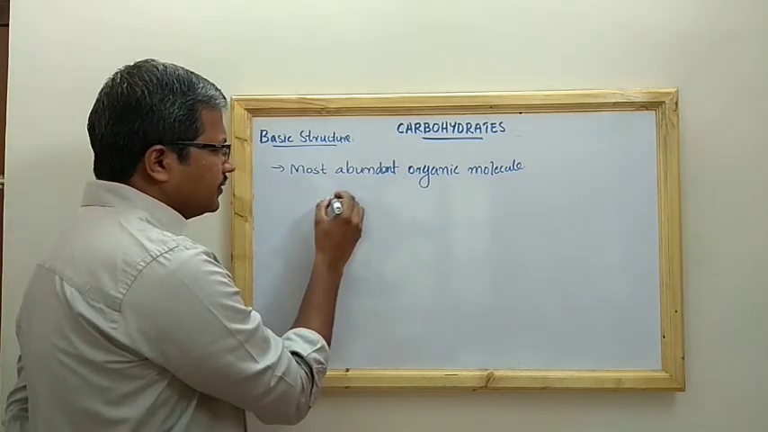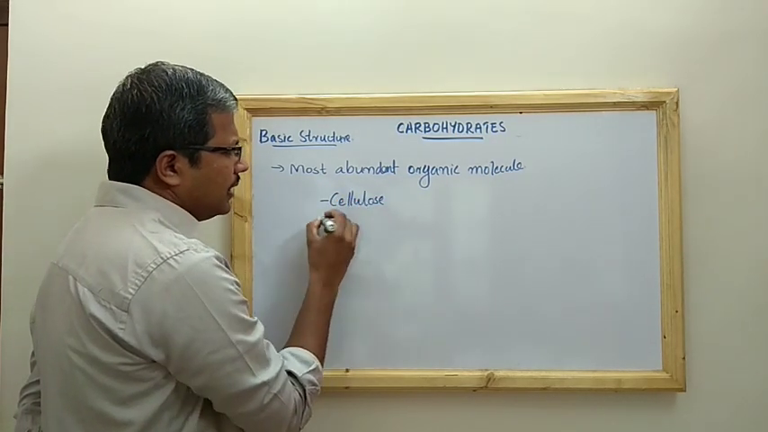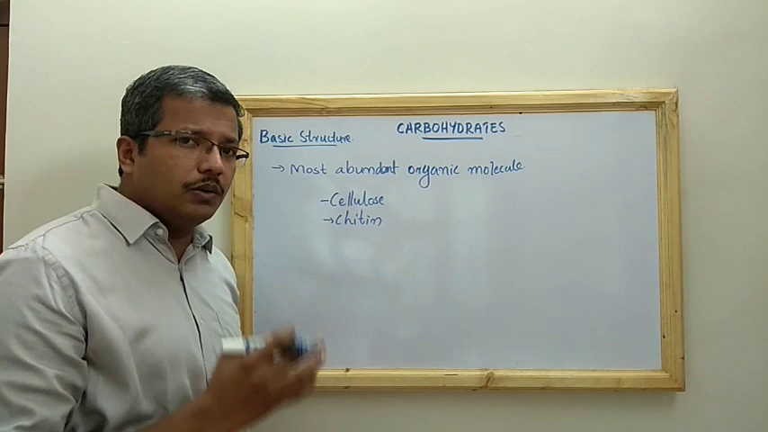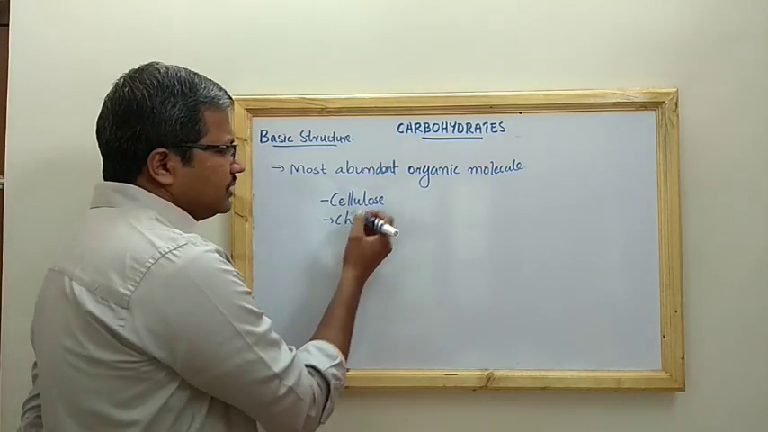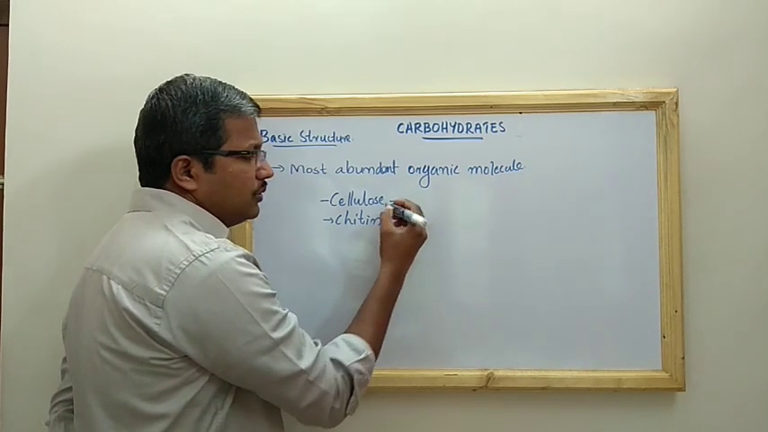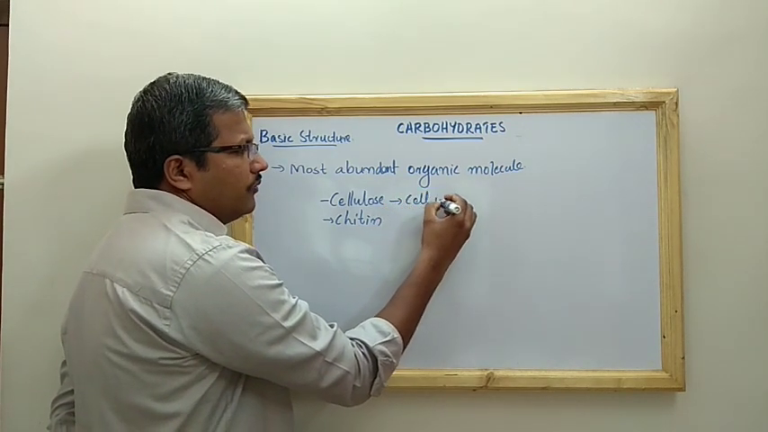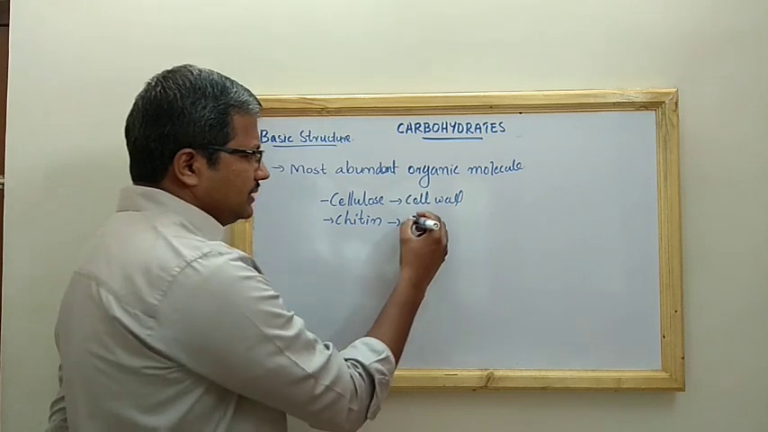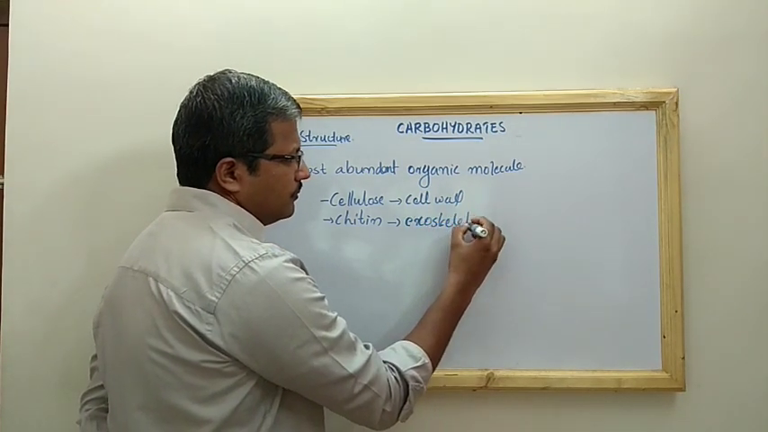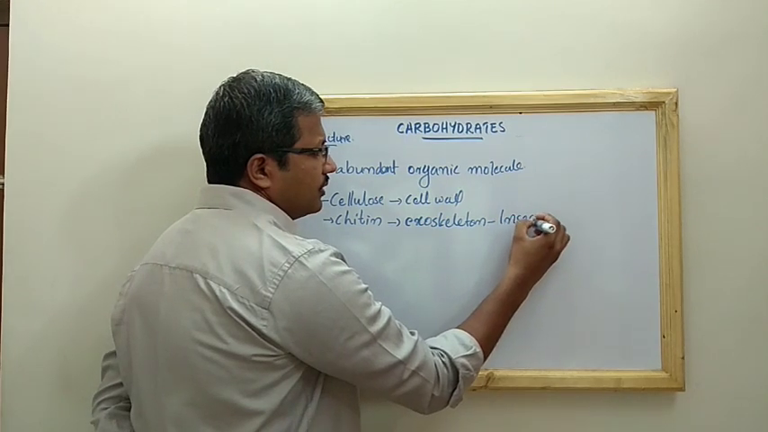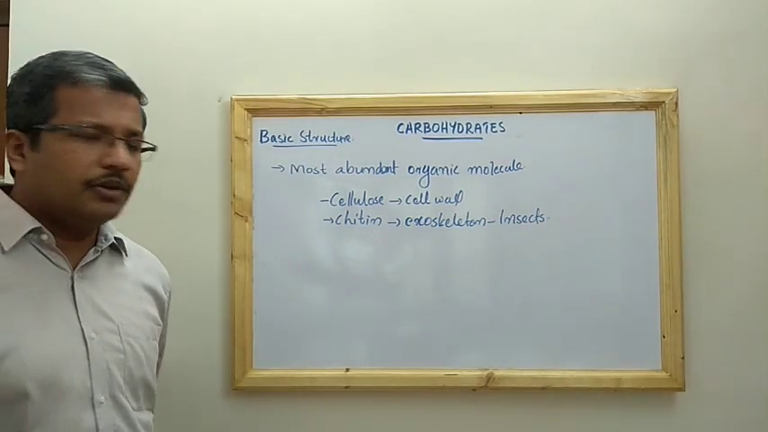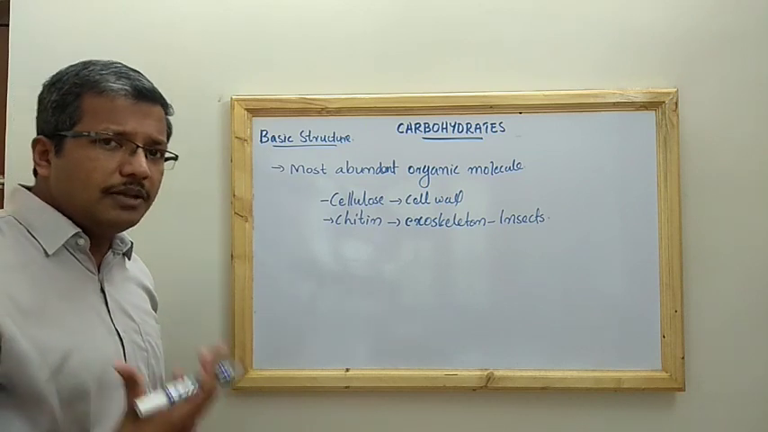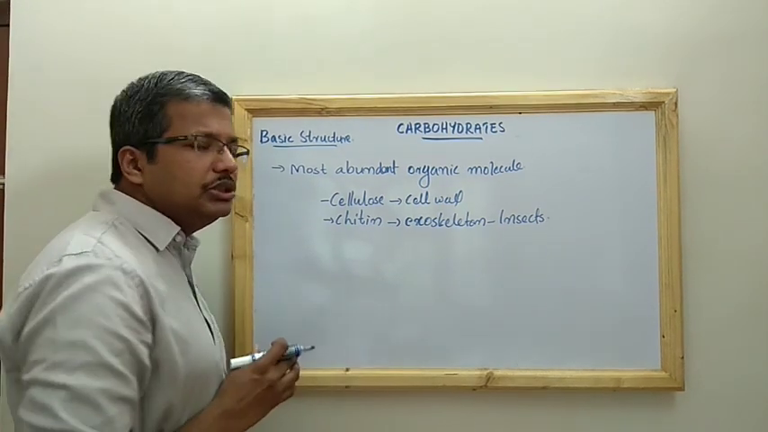We can see two cases: cellulose and chitin, which form the first and second most abundant organic molecules on earth. Cellulose is a part of the cell wall of plants, and chitin is the part of the exoskeleton of lower organisms, especially insects or arthropoda, for example. So these two are the carbohydrates, the organic molecules, that are most abundant on earth.